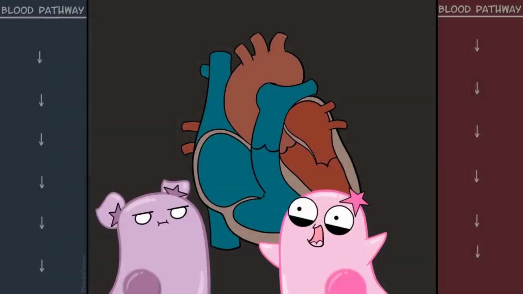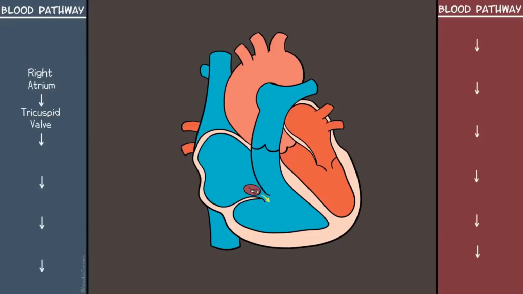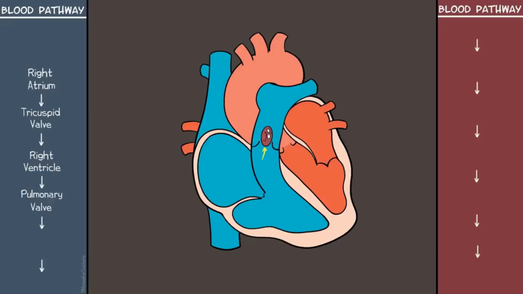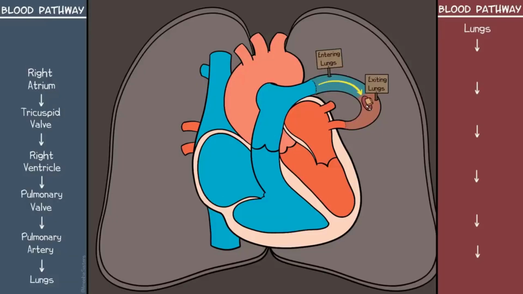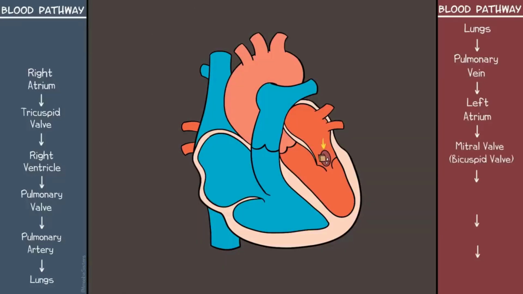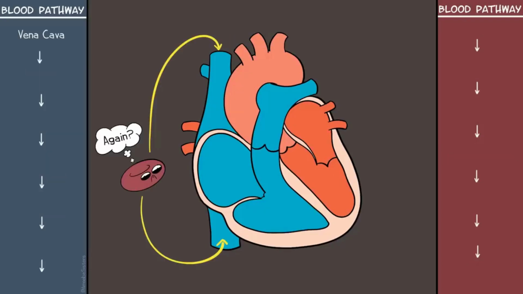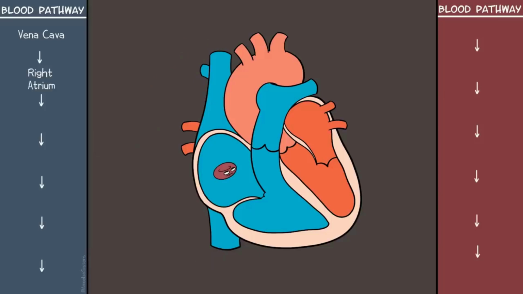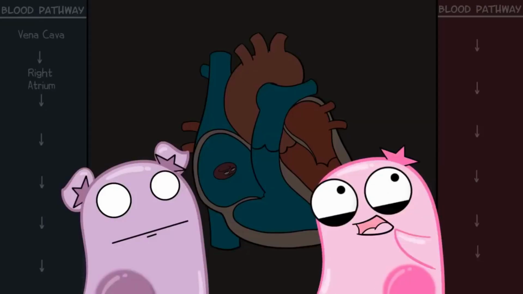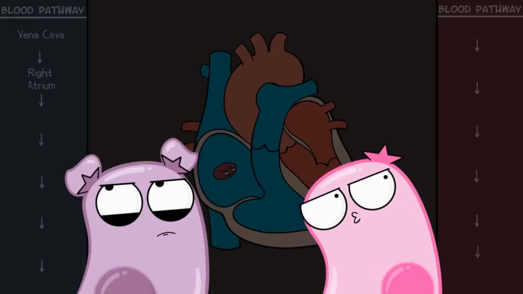Okay, all together. Right atrium, tricuspid valve, right ventricle, pulmonary valve, pulmonary artery, lungs, back through the pulmonary vein, left atrium, mitral valve, left ventricle, aortic valve, aorta. Takes it to the body, and then it will eventually return through the vena cava, back to the right atrium again. Whew, it almost makes you want to turn it into a song, but we won't.